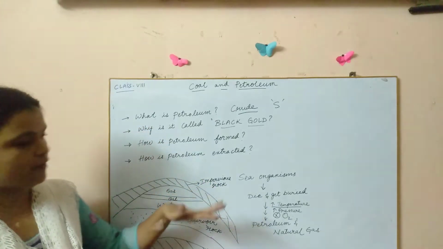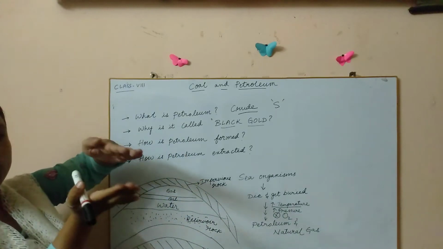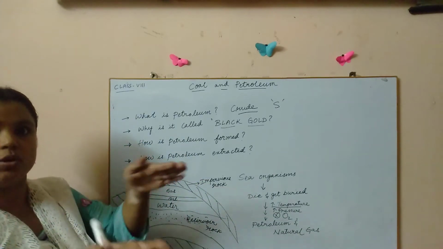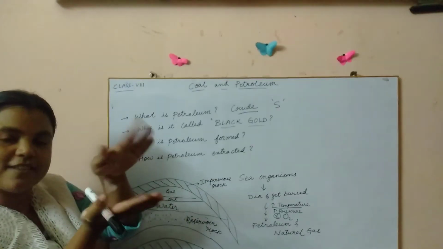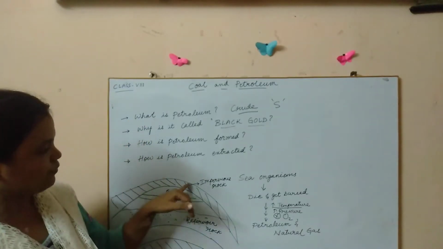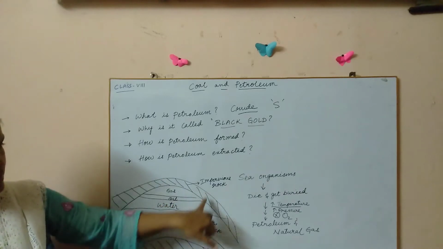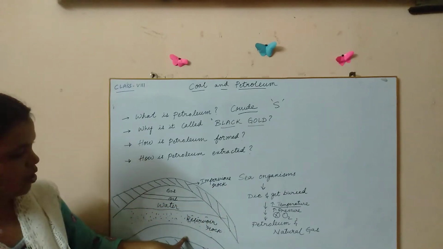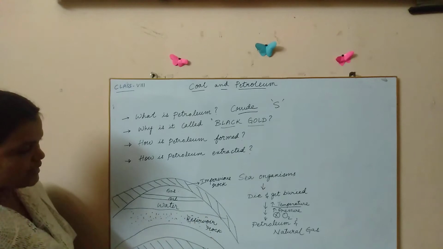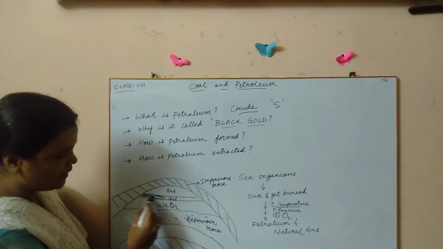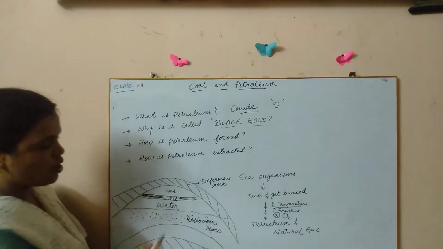So these impervious rocks, you see, imagine that there are two. The petroleum is sandwiched between two layers of impervious rocks. So two impervious rocks. Can you see this and this? These are the impervious rocks between which our oil is trapped. Can you see? This is the oil layer.